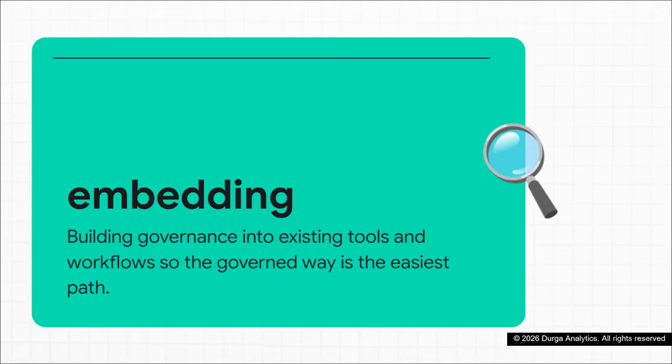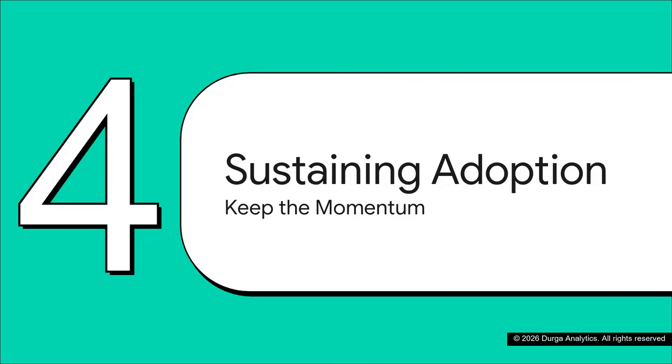If your governance process requires a user to open 3 different tools and fill out some massive 20-page form, yeah, no one is going to do it. But if it's just a simple required drop-down field in a tool they're already using every single day, or maybe a direct link to the data catalog right there in their BI dashboard, well, it instantly becomes the path of least resistance. Section 4, sustaining your adoption.